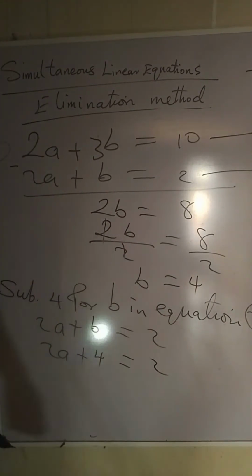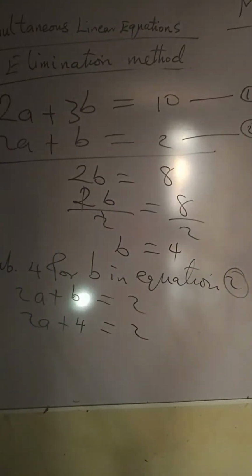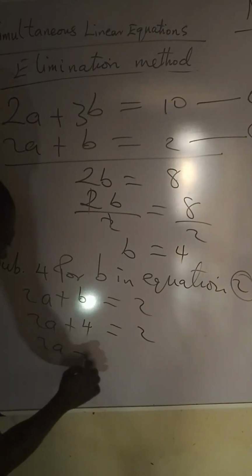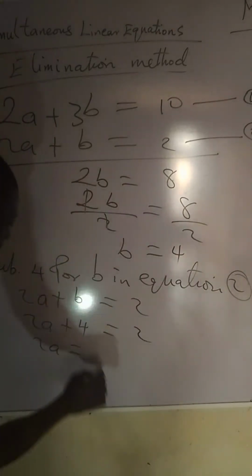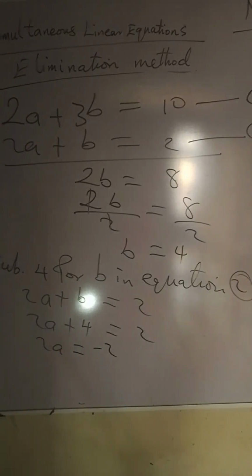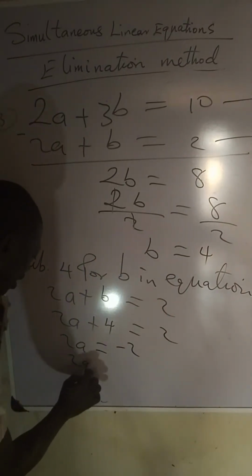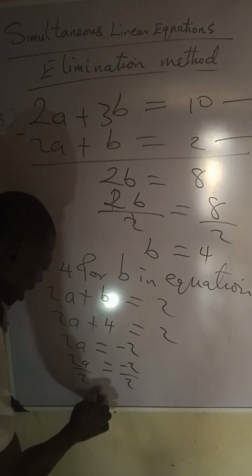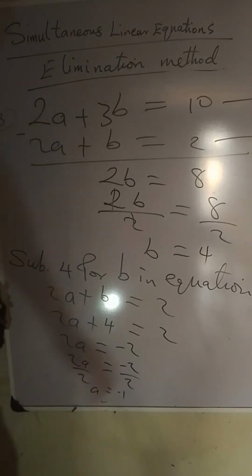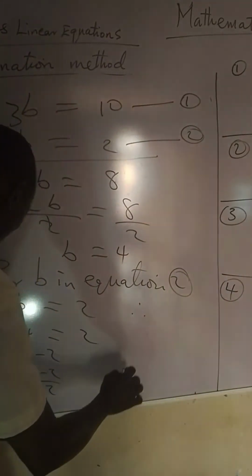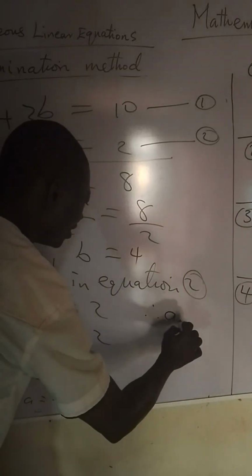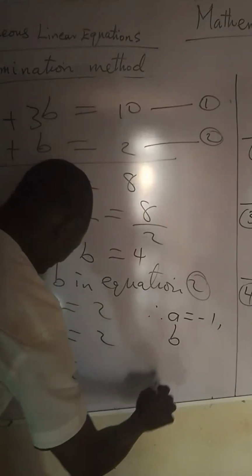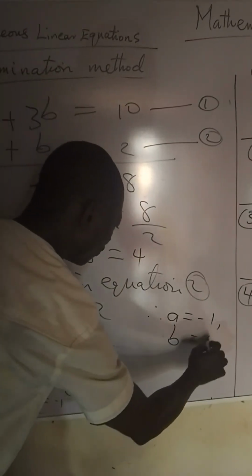Again, collect like terms because we see 4 here, we see 2 here. They are numbers without letters. We are going to have 2a is equal to 2 minus 4, which will give us minus 2. Meaning that we have 2a over 2 is equal to minus 2 over 2, which means a is equal to minus 1. Therefore, our answers will now be a is equal to minus 1 and b is equal to 4.